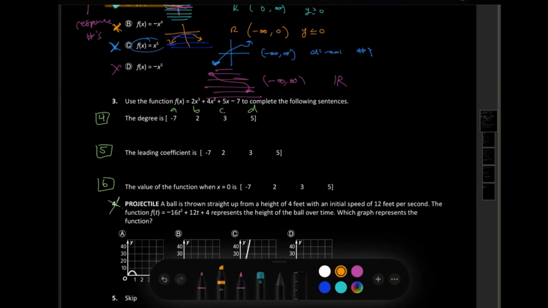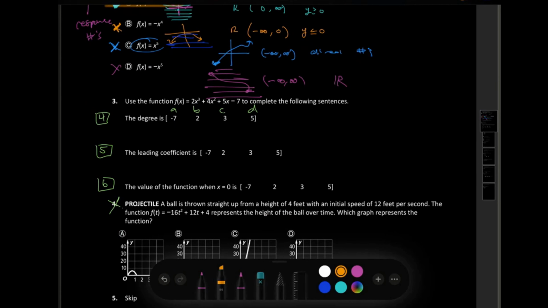The leading coefficient is like a leader. It's in front of the highest degree. So this one is nice because it's already in descending order. Here is my leading coefficient. It is positive. It is a 2. So response number 5 is B.